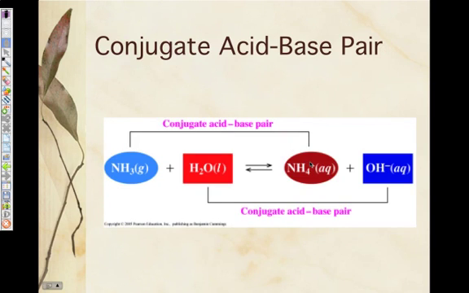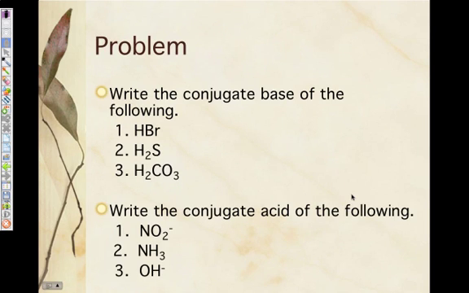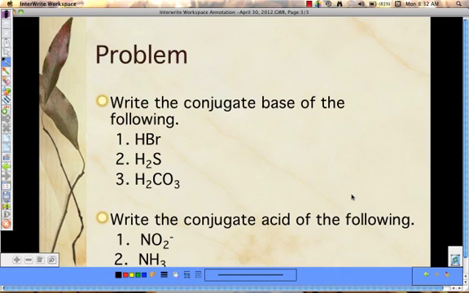Just showing you another example. Okay, write the conjugate bases of the following. If we want the conjugate base, that means these are acids. And what do acids do? They give up a proton. So what would be our conjugate base of this acid? After it gives up a proton, what is it going to be?